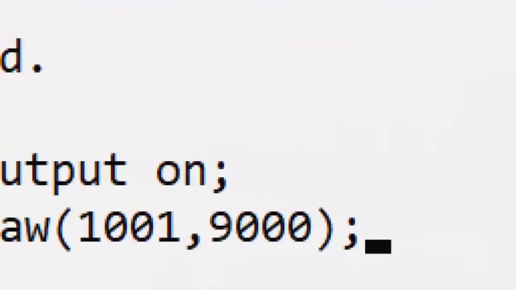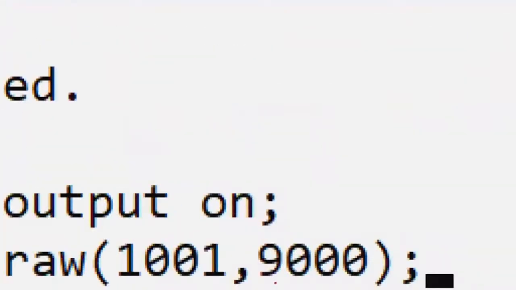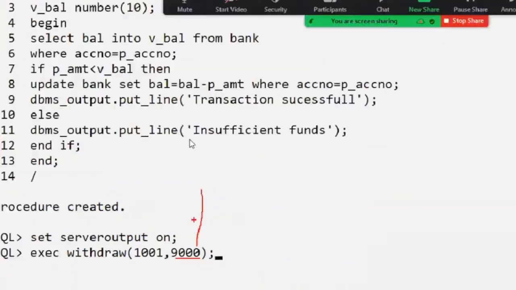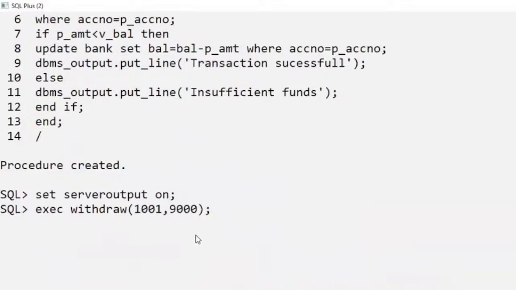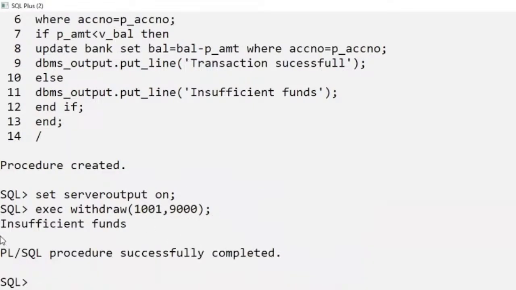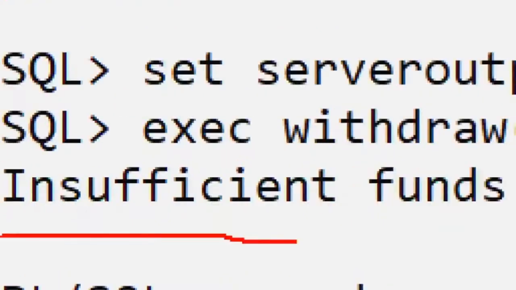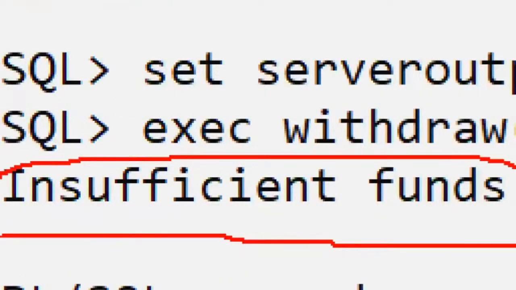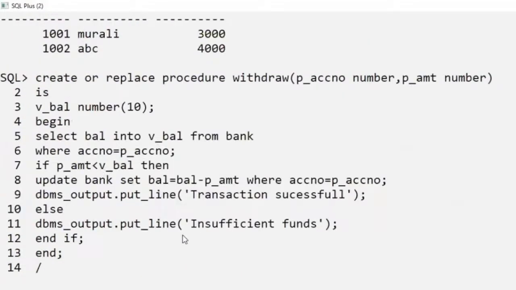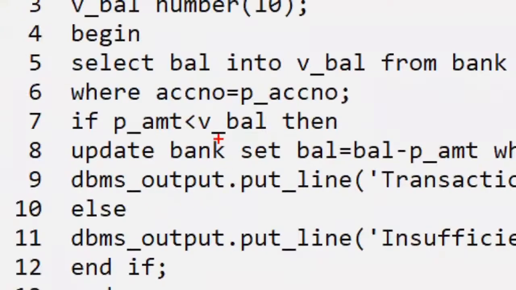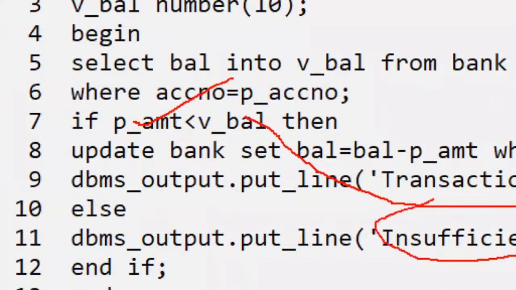Now, my account number is 1001, but I try to withdraw how much amount? 9,000, because I'm writing this program. Whenever I try to withdraw 9,000, is it possible? No. So now it will give a message, insufficient funds. It will display the message or not. How is it possible? This coding is executed, whatever I'm writing is executed, because your amount is more than the available balance. That's why insufficient funds only. It will display the message. Yes.